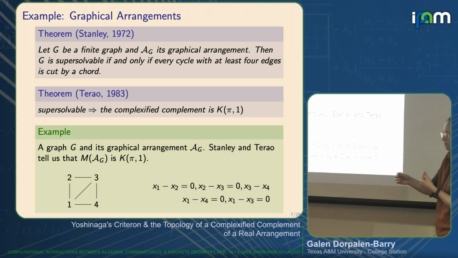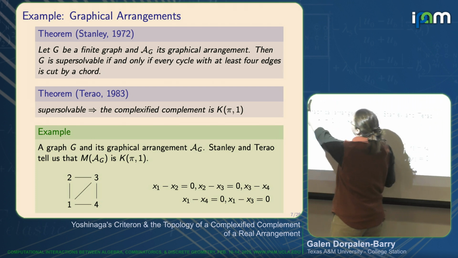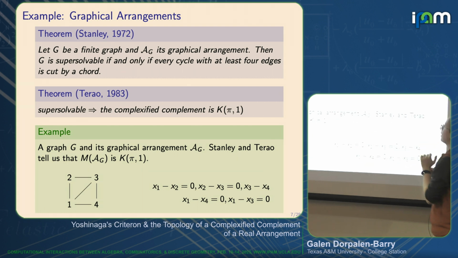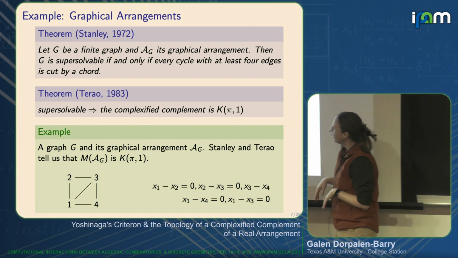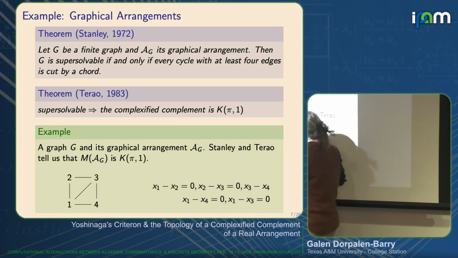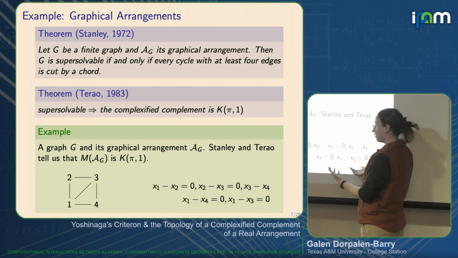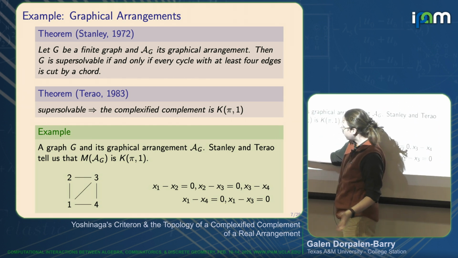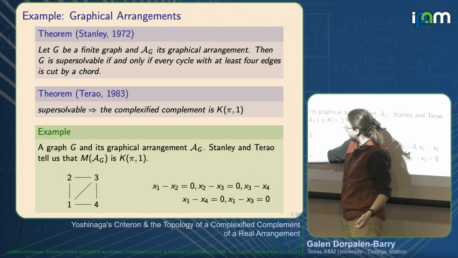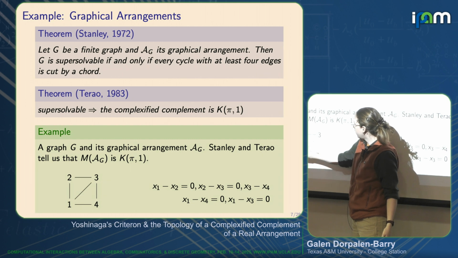This is an equivalent condition for graphical arrangements, and a theorem of Terao almost 10 years later says that if you have a supersolvable arrangement, then the complexified complement has this nice property that the higher homotopy groups vanish. In this particular example, we have a square, and it's cut by a chord. There are 5 hyperplanes that we could define if we were coming up with a graphical arrangement. The way you do this is you choose some arbitrary orientation of your graph. For each edge, I take a hyperplane, and I choose some orientation of that edge.